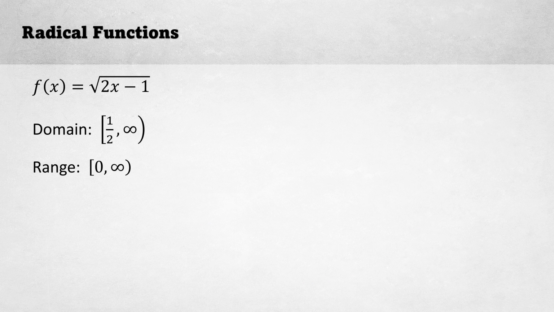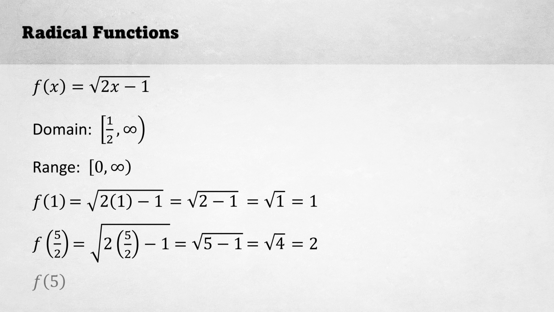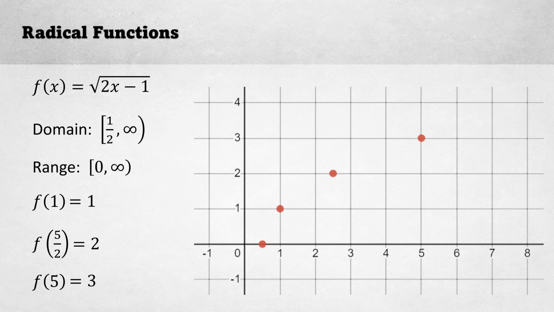Here's the first example we had looked at before. We will find 3 points to graph it. f of 1 is 1, f of 5/2 is 2, and f of 5 is 3. We use these points and the domain and range of the function to graph it. We plot the start of the graph using the domain and range, and then the 3 points, and draw the curve to graph the function.